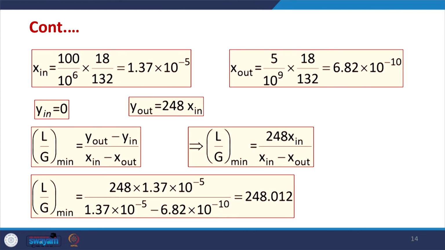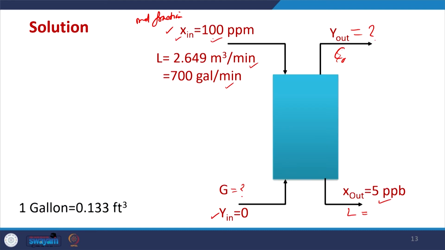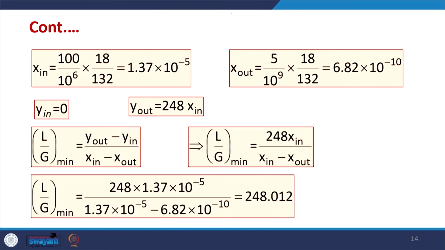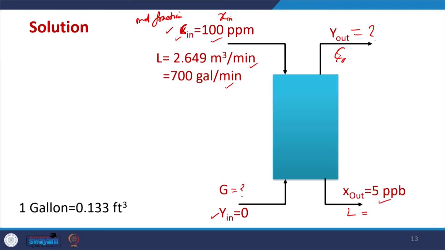Now, if we perform the balance, this is 100 ppm in C in. So, we have to find out the X in. So, X in is being found out here. 100 ppm is being converted into mole fraction. This is the first step. Similarly, 5 ppb which was given here is being converted into mole fraction. So, both the mole fractions, x in is known and x out, actually this is C out.